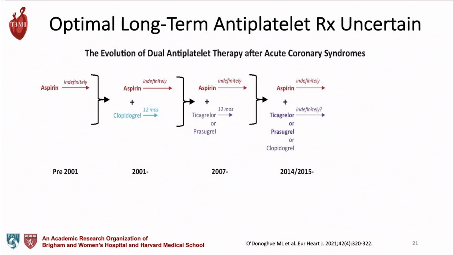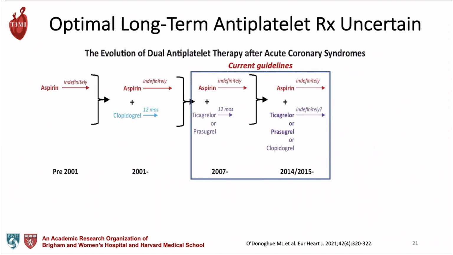The data that I showed you demonstrated the greater efficacy with ticagrelor or prasugrel. And so we then started using 12 months of DAPT with aspirin and the 3rd generation P2Y12 inhibitors. And then there were a series of studies from around 2014 and 2015 that suggested that longer term use of dual antiplatelet therapy was associated with a reduction in ischemic events with the trade-off of increased risk of bleeding. Current guidelines tend to recommend at least 12 months of DAPT, and in certain patients, it may be considered to treat people with DAPT for longer periods of time.